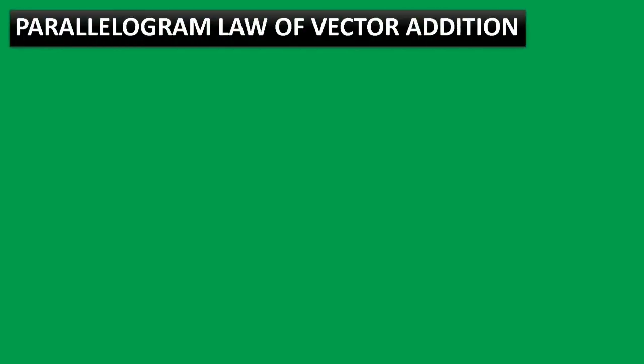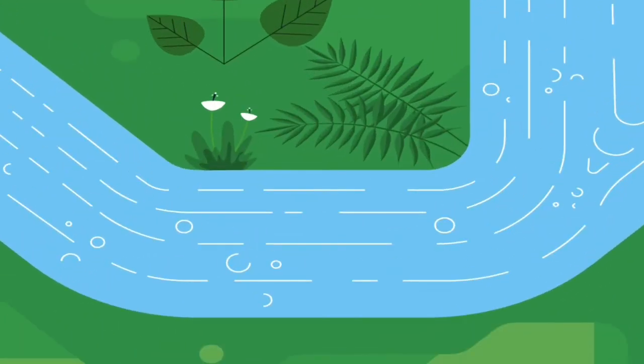Now let us discuss the parallelogram law of vector addition. To understand this, let us take an example of a river in which a boat is moving. Here, the water is moving in this direction and the boat is moving in this direction. Since the water is pushing the boat in its direction, the boat will not reach the expected final point. Rather, it will change its direction, go in this direction and reach a new final point. Since we are getting the resultant velocity by the effect of both water velocity and boat velocity, we are adding these two velocities to get the resultant.